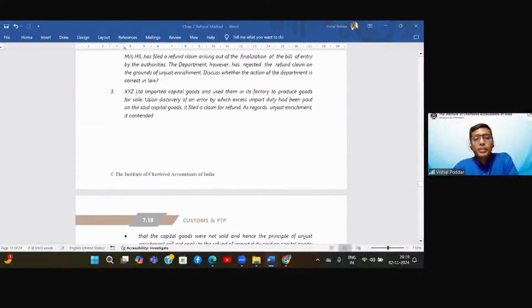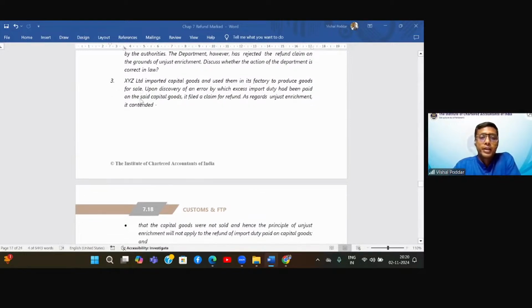Okay. Next case, XYZ Limited imported capital goods, use them in its factory to produce goods for sale. Okay, interesting. Now see, why is this point interesting? Because now you have purchased import capital goods which you are installing in your factory. You're not selling these capital goods, but you are using these capital goods for producing your final output, which is going to be sold. Now here the question would be that whether can we claim or can the department claim that the incidence is passed on, because when you have purchased the capital goods, you would have capitalized the import duty on which you would have claimed the depreciation, and that depreciation would have been embedded in the cost. So this is why this becomes interesting.